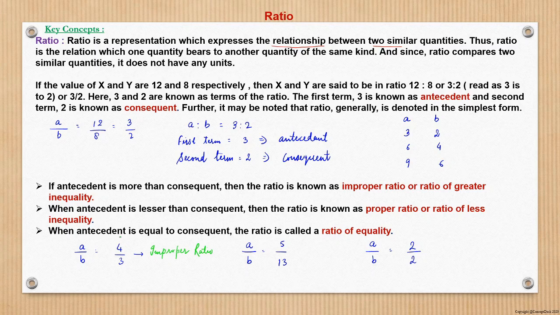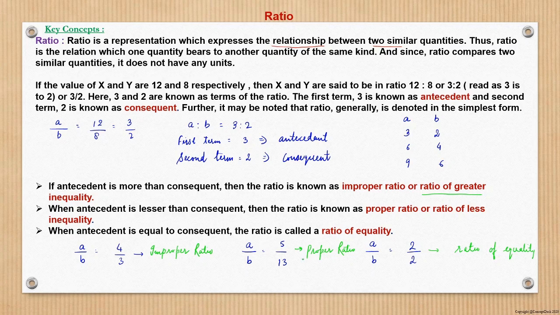It is an improper ratio because the first term, the antecedent, is more than the consequent. Whereas when the antecedent or first term is lower than the consequent or second term, this is known as a proper ratio, right? And when both the first term and second term are equal, this is known as a ratio of equality. Now, when the antecedent is more than the consequent, the case of improper ratio, this also goes by the name of ratio of greater inequality. And when the first term is less than the second term, this is known as the ratio of less inequality, right?